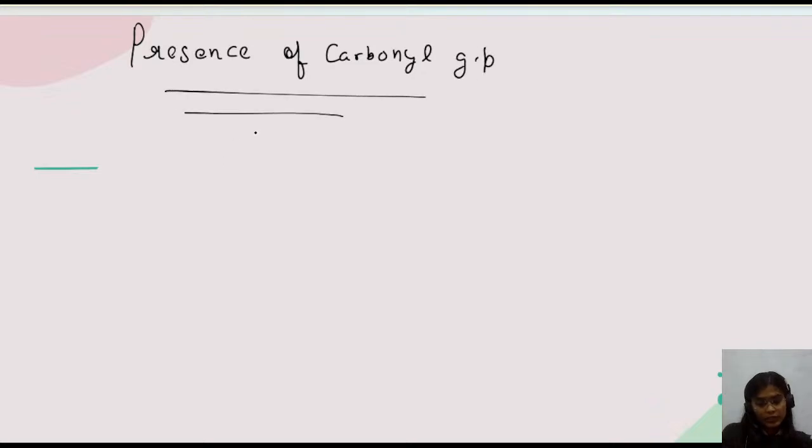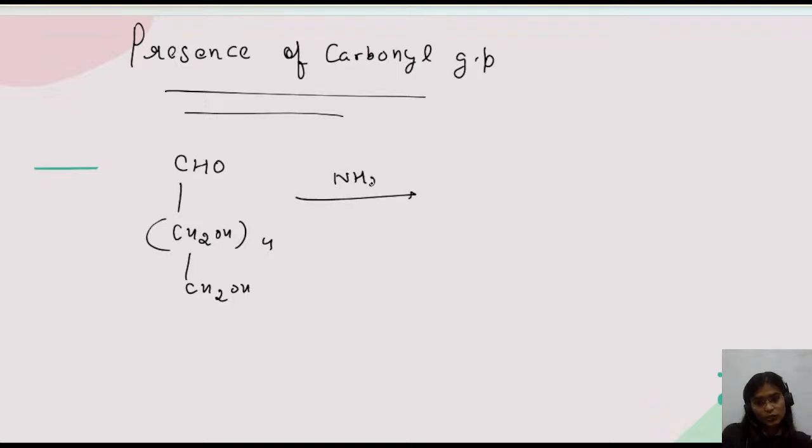In this case, if we use glucose, again it is CHO, and every time we use the same thing, 4 times, and then CH2OH. In this, if we use NH2OH, what is it? It's hydroxylamine. Let me write the name as well: hydroxylamine, hydroxy for the OH and amine for the NH2 part.